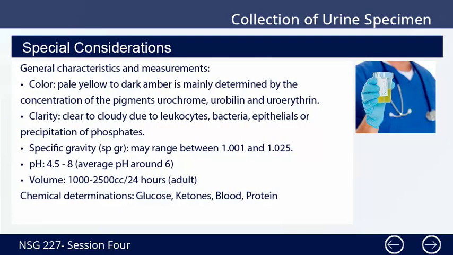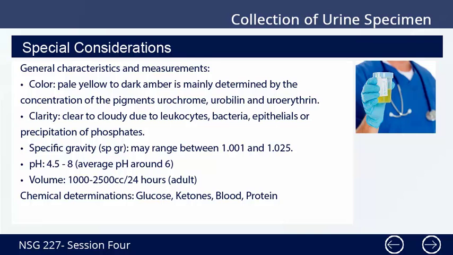General characteristics and measurements. 1. Color. Pale yellow to dark amber is mainly determined by the concentration of the pigments urochrome, urobilin, and urethrin. 2. Clarity. Clear to cloudy due to leukocytes, bacteria, epithelials, or precipitation of phosphates. 3. Specific gravity, SPGR, may range between 1.001 and 1.025.